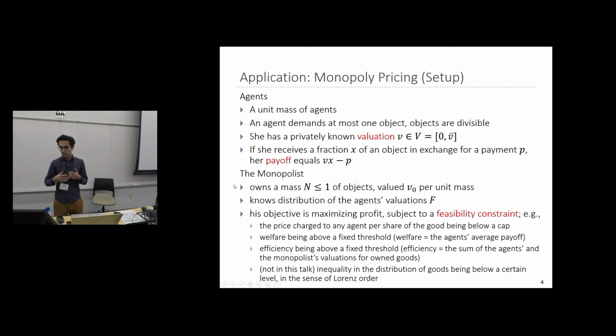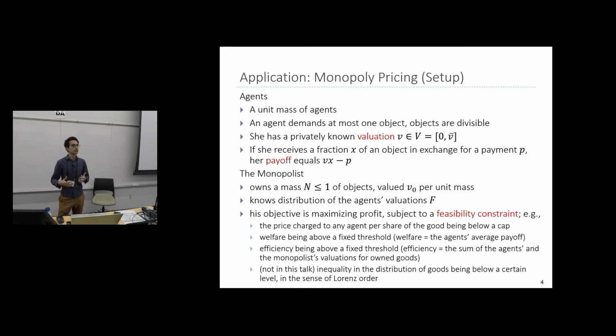The monopolist owns a mass n of objects. This mass is supposed to be less than 1 without loss of generality because the mass of agents is 1. And the monopolist values each unit of this mass at V0. The monopolist knows the distribution of agents' valuations. His objective is maximizing profit subject to a feasibility constraint.